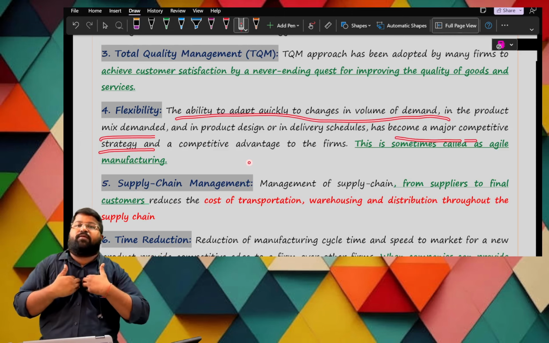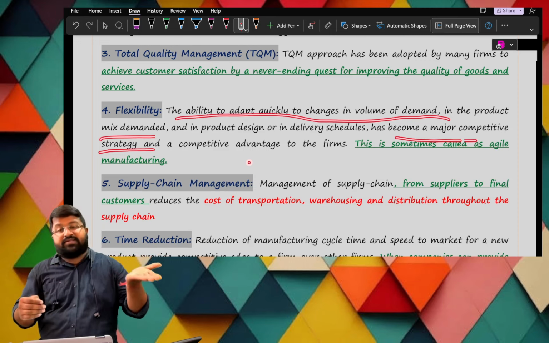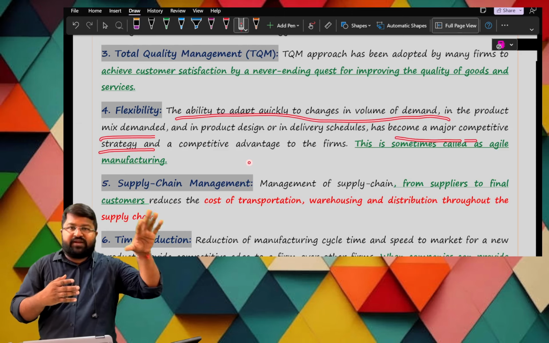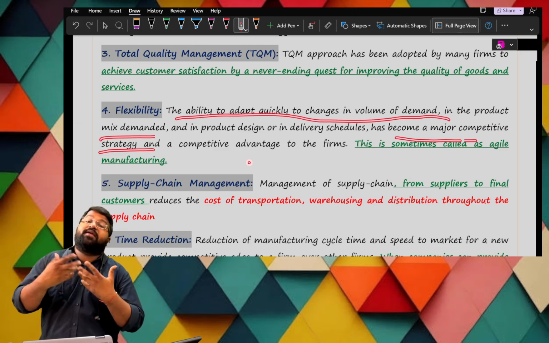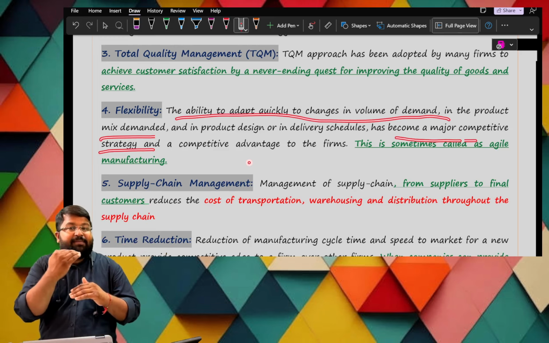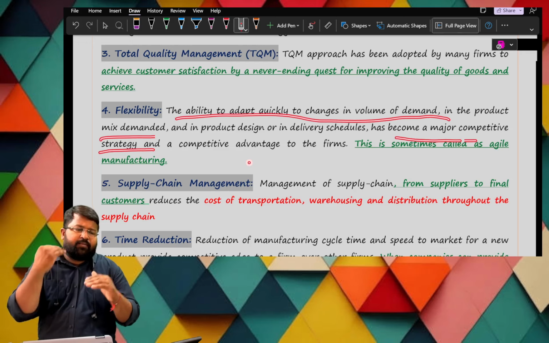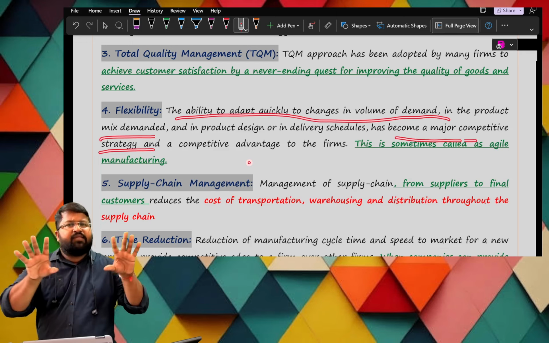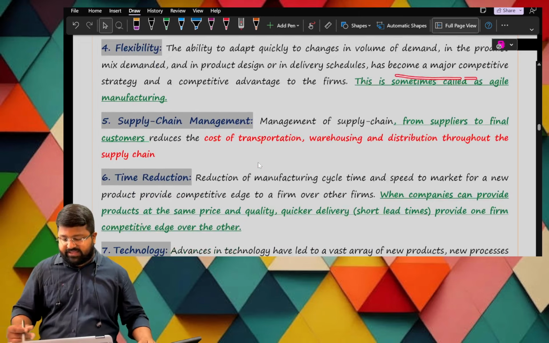Then I am flexible. If the market is in need of 1,500 tabs, but I am unable to meet the extra demand of 500, then I am not flexible. So market demand should be met. If I am in a position to meet the demand, then I am flexible. Okay. Next, supply chain management.